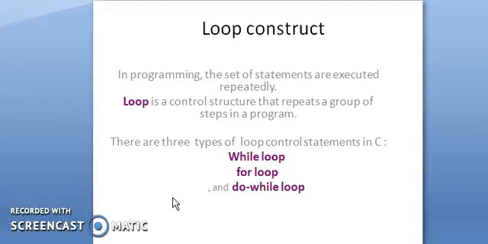In programming languages, there is always a need to execute a statement repeatedly. For this, a loop construct can be used. A loop is a control structure that repeats a group of statements in a program. Typically, C provides us three types of looping constructs: while loop, for loop, and do while loop.